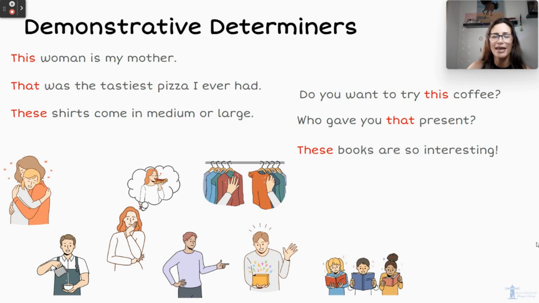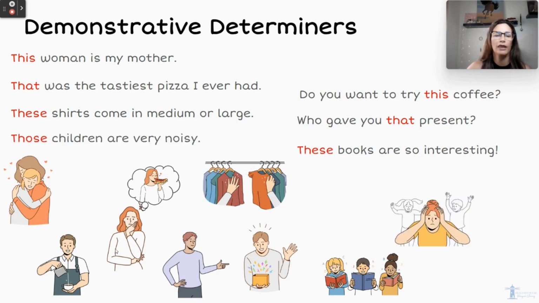These books are so interesting. Those children are very noisy. Those, because there is more than one. In the picture, we can see two. And you see them in black and white, which kind of gives the feeling that they're not as close to you as to where you would use these children.